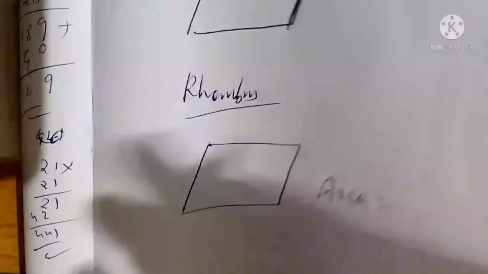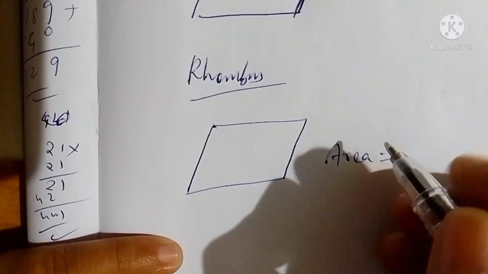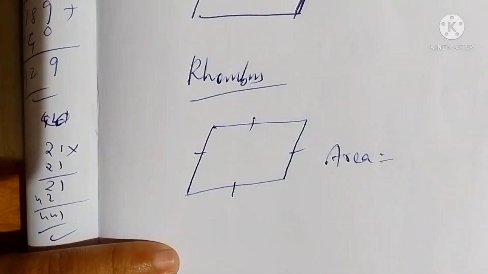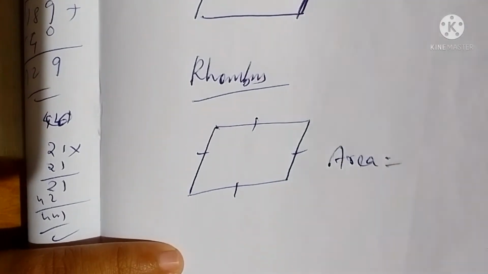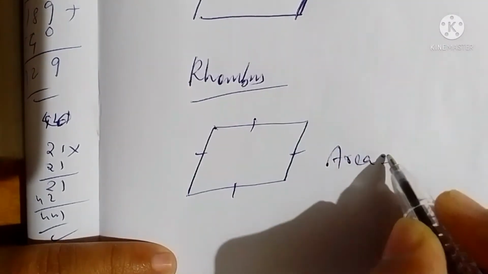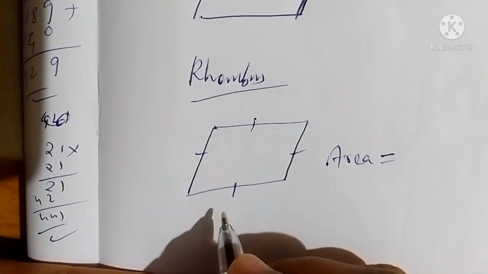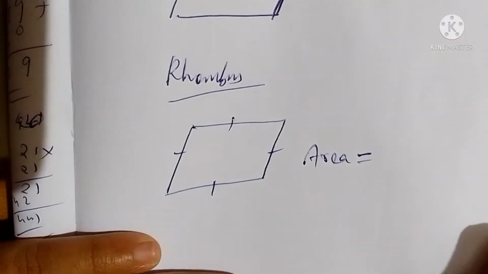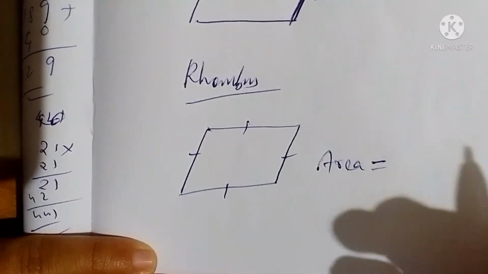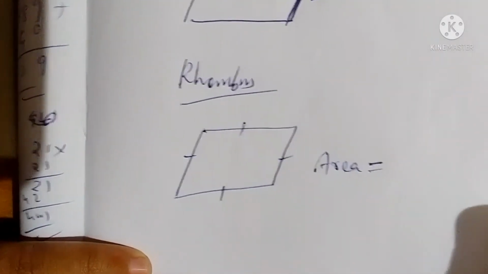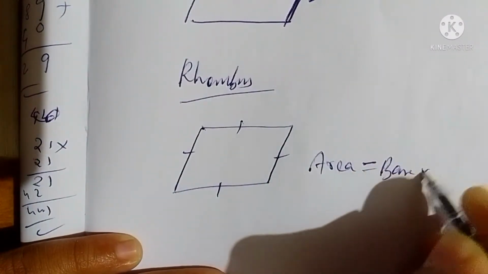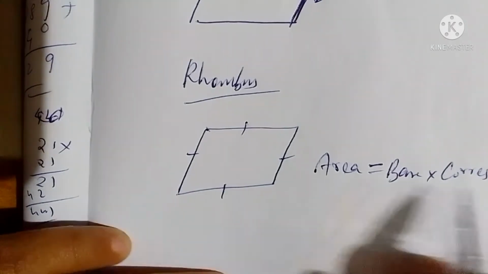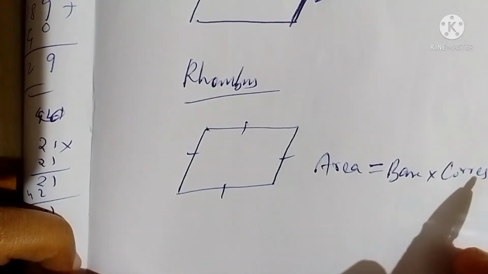Next, rhombus. A rhombus is a parallelogram whose all sides are equal. If all the sides of a parallelogram are equal, then it is a rhombus. How to find its area? Since a rhombus is a parallelogram, you can use the same formula as for the area of a parallelogram, that is, base into corresponding height. Area of a rhombus equals base into corresponding height, since it is a parallelogram.